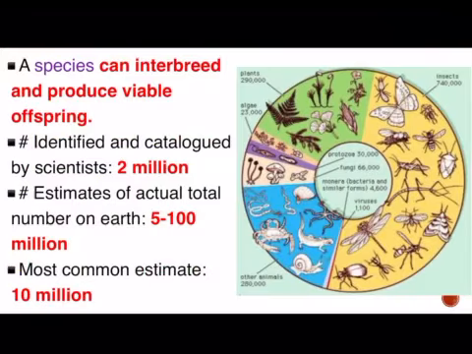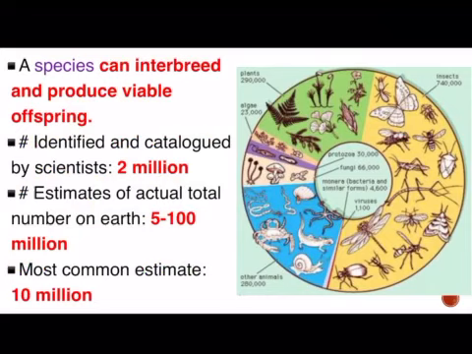So when we're talking about species diversity, what is a species? A species is a group of organisms who can interbreed and produce viable offspring. Like a horse and a horse can interbreed and produce viable offspring. A horse and a donkey can interbreed and produce a mule, but a mule cannot have a baby mule. So that would not be considered a species.